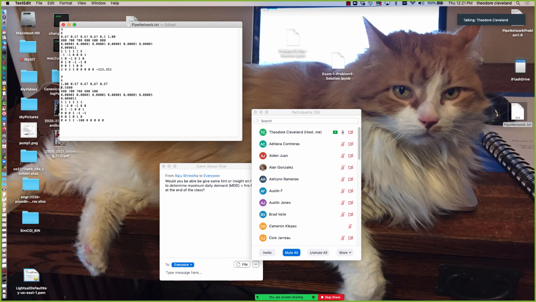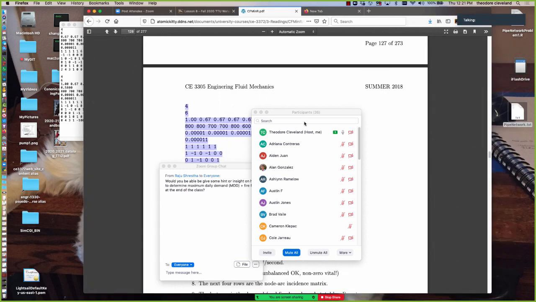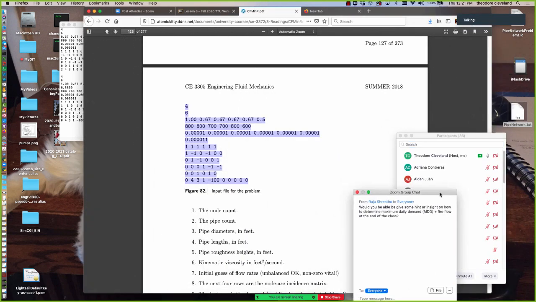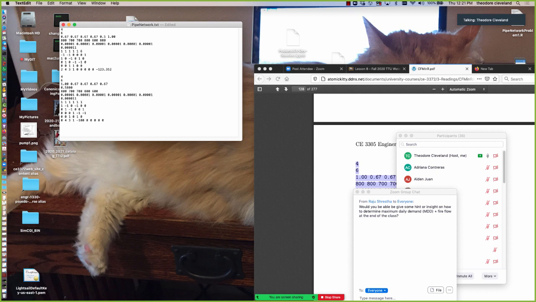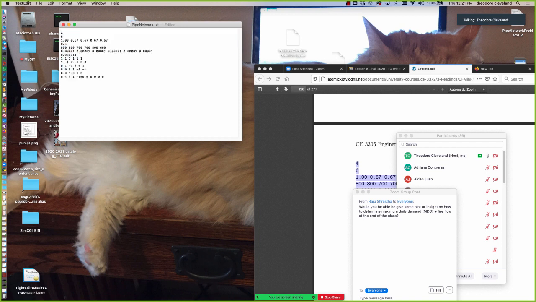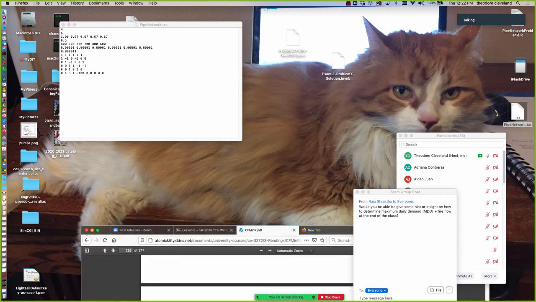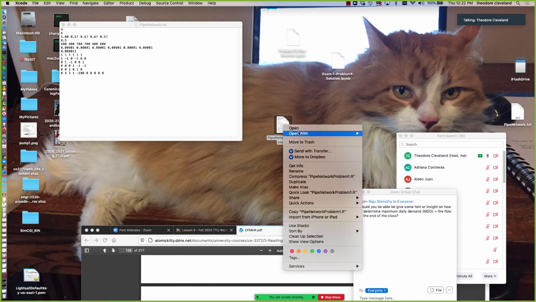Gotta figure out what that 0.58 is doing there. .5 and then 800, there we go. Okay, so there's our input structure, and now we will save it. And it's not going to open because it's a computer.